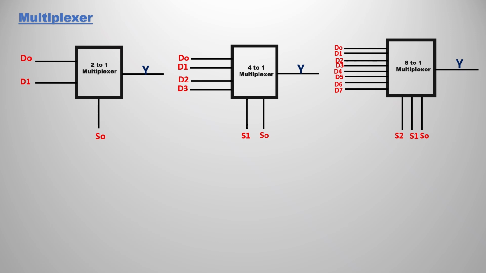You can see over there, these are the 3 that we are going to discuss here, that is 2x1, 4x1, 8x1 multiplexers. In the first one, 1 select line, second one 2 select lines, third one 3 select lines.